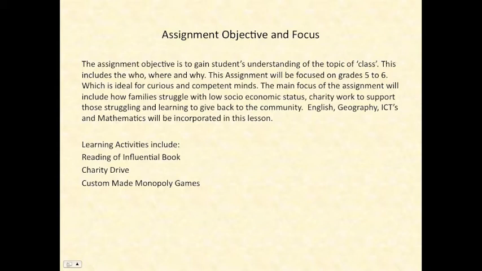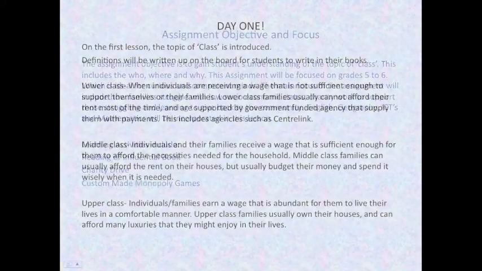The children will also engage in a number of activities that will help them understand the concept better, such as reading stories that relate to the topic, setting up a charity drive where students can donate clothes and food, and playing custom-made games relating to the concept of class. All of these educational activities will help the children to understand the concept of class better and help them to comprehend the meaning of low and high socio-economic statuses and why they exist.